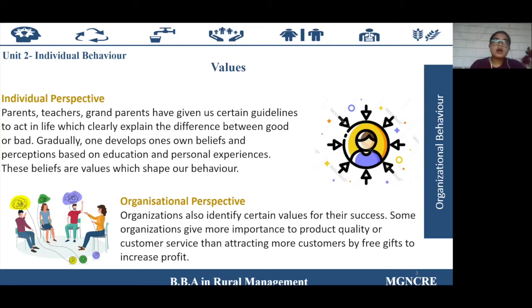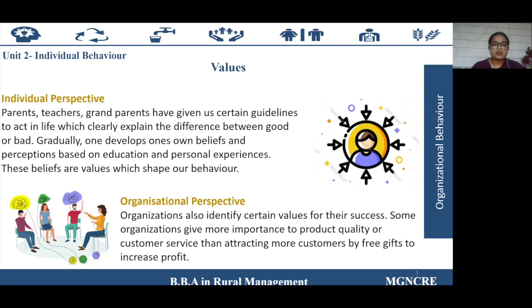Organizations are also a whole system, and they also identify certain values, mainly for their success. Organizations do not have the same values. It may differ on what their ultimate goal is. One organization might give more importance to product quality, the other might give more importance to customer service, and someone might give more importance to free gifts to increase profit. Some may be honest, some may be dishonest.